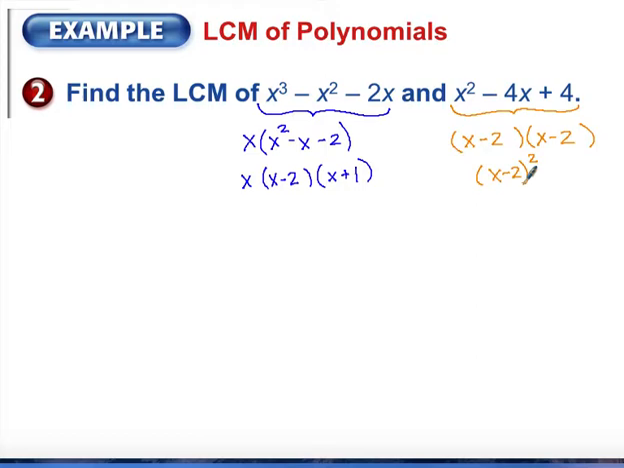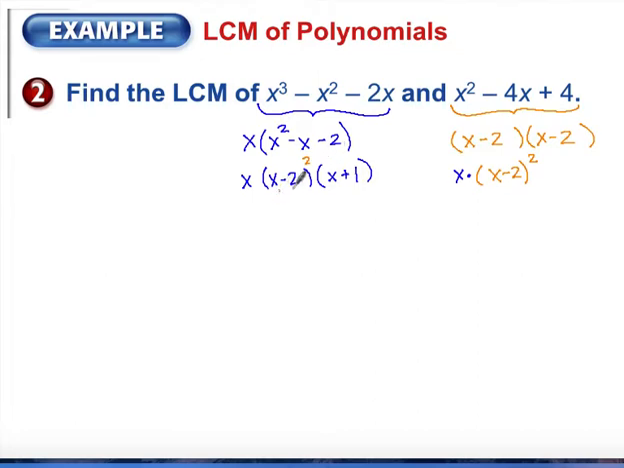Now, when I'm looking for common multiples, each term has to be present in the other expression. So this guy has an x. That means over here, he's going to need an x. So I'm going to give him an x. Over here, he has an x minus 2, but he has an x minus 2 squared. So I need to give him another one.